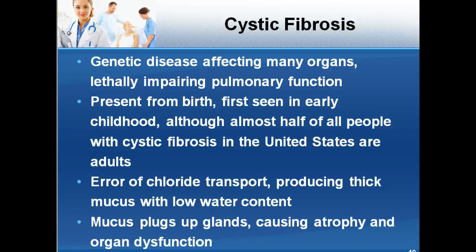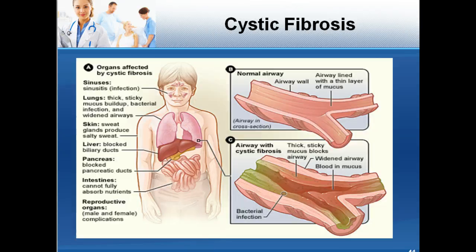It's basically what they consider an error of chloride transport, producing thick mucus with low water content. Mucus plugs up glands, causing atrophy and organ dysfunction. I actually had taken care of a little boy about 2 or 3 weeks ago with cystic fibrosis. The organs affected, usually, this is the way that it affects.